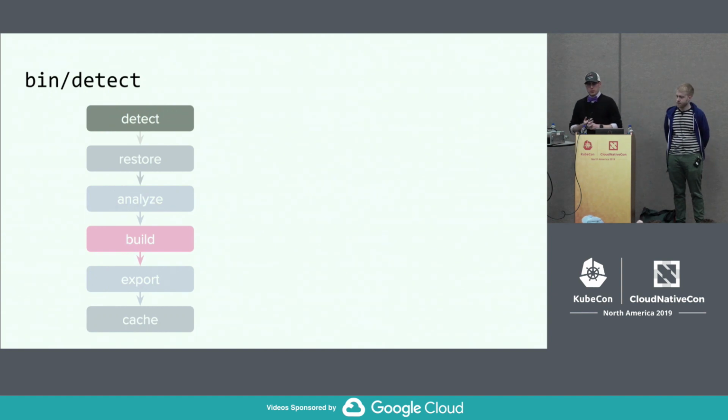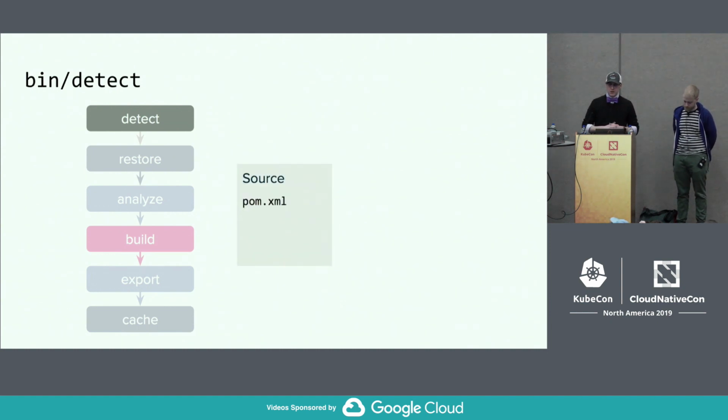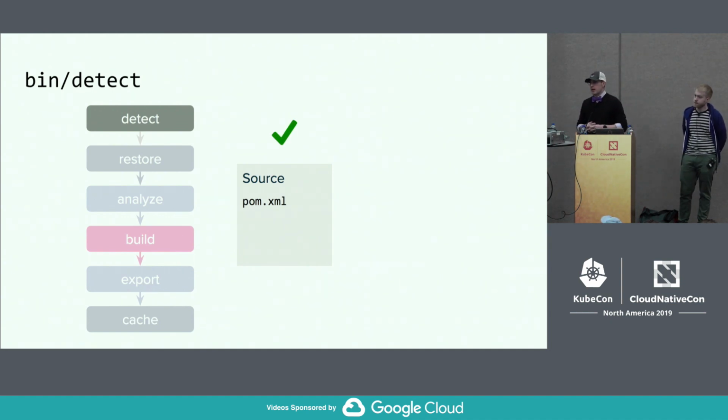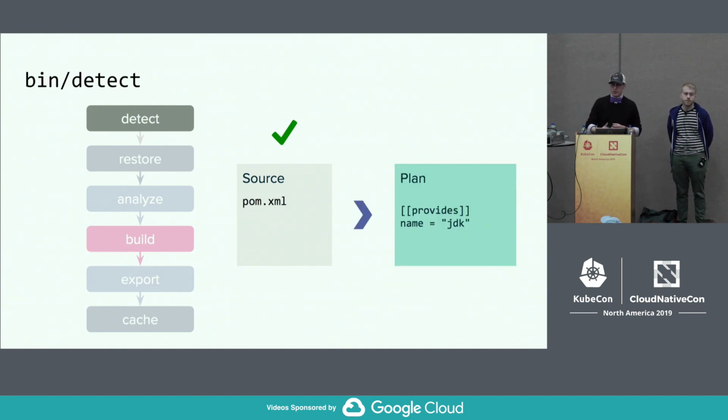So the bin detect executable is responsible for that first part of the lifecycle execution phase. It's very simple. It looks at the source code repository, which is provided as one of the inputs to the detection. It looks at that repository for a POM XML. If it sees a POM XML, it'll pass. Otherwise, it will not pass. That POM XML indicates that this is a Java Maven project, and it knows how to build those. One of the outputs of the detection phase is a build plan. So the detect script will add to the build plan the components that it either provides or requires as part of its execution. So the Java build pack is going to provide a JDK, so it writes to that build plan. The JDK is something it provides.